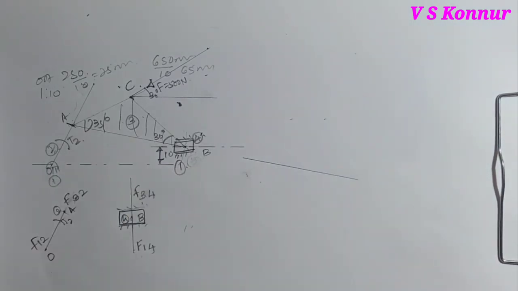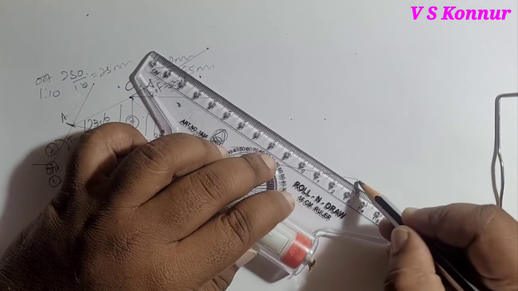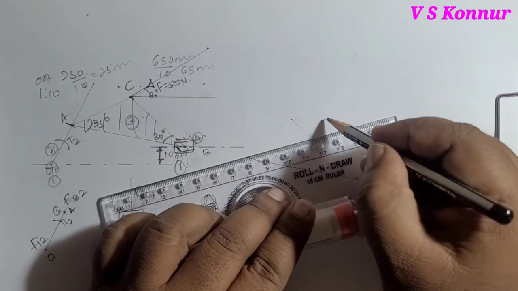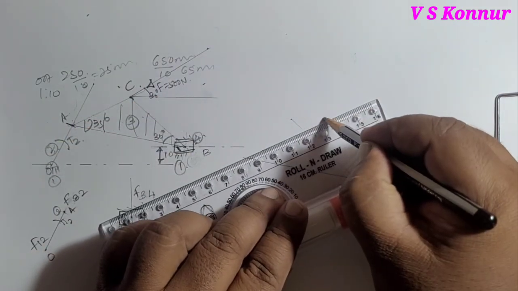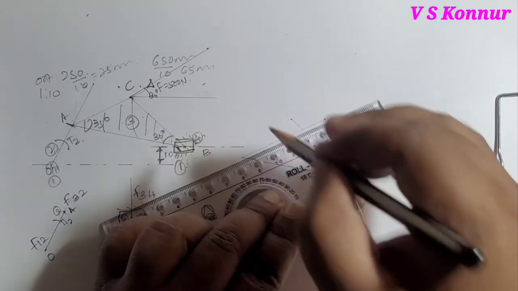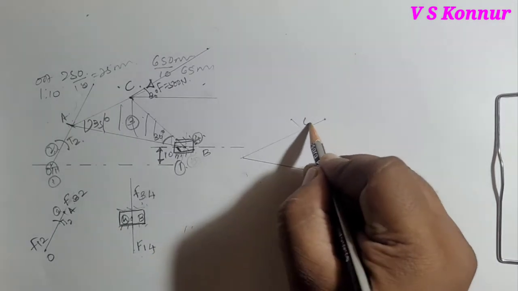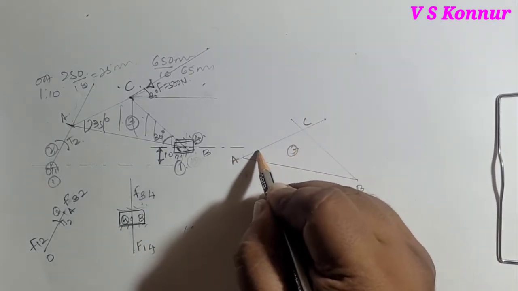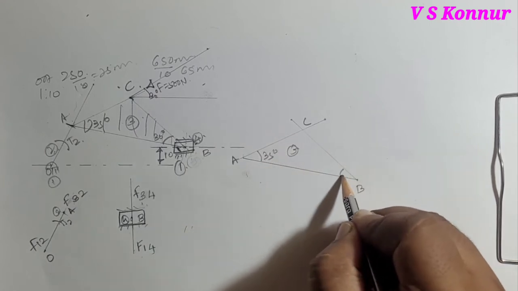Wherever both will intersect, you will get C point. We'll draw from this point. Next from this point, and then wherever it intersects, you will get C point. This is A point, this is B point, this is third link, and this angle is 35 degree, and this angle is 30 degree.